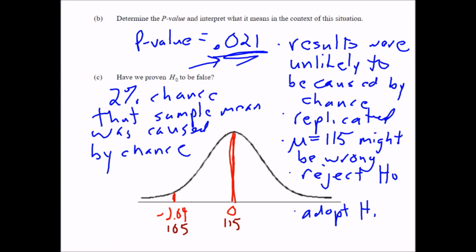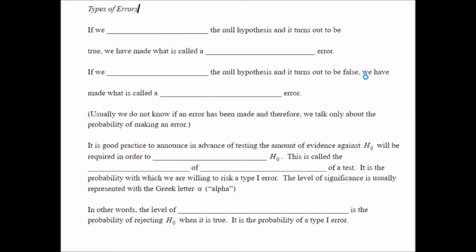So moving on from there, we're going to talk about errors. Now this can get a little confusing, but we'll do the best we can. Types of errors. All right, so like we just did, we rejected the null hypothesis. So if we reject, basically meaning that we don't think it's right, if we reject the null hypothesis and it turns out to be true, we have made what is called a type 1 error.